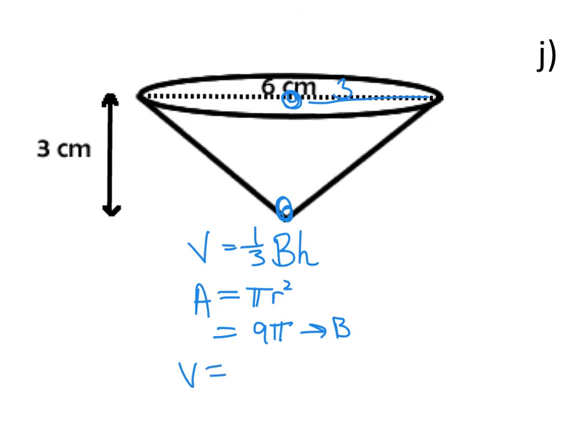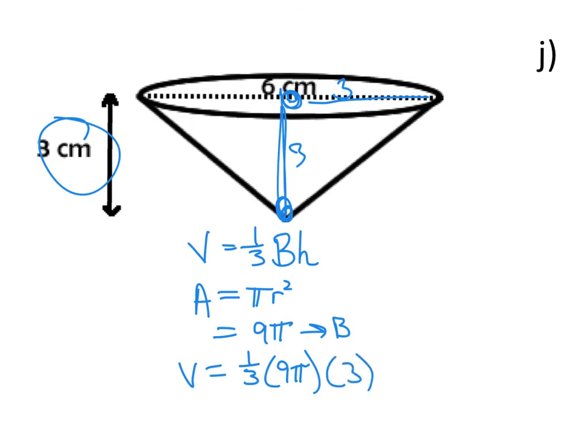That means the volume is 1/3 multiplied by the 9 pi, multiplied by the height, which we're given is 3. So multiplying those dimensions together, 1/3 of 3 is 1, so the answer is 9 pi cubic centimeters, which is approximately 28.3 cubic centimeters.